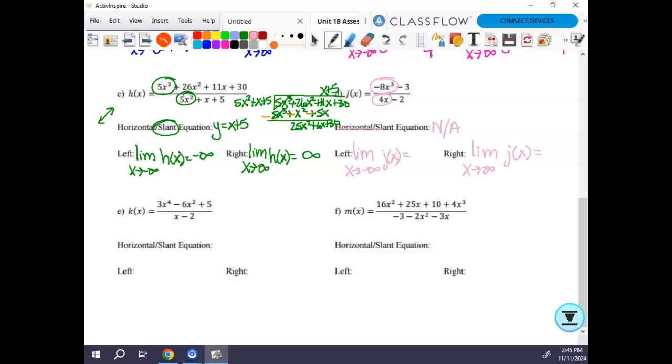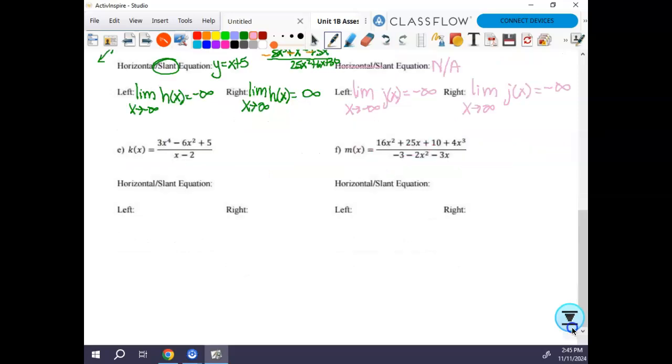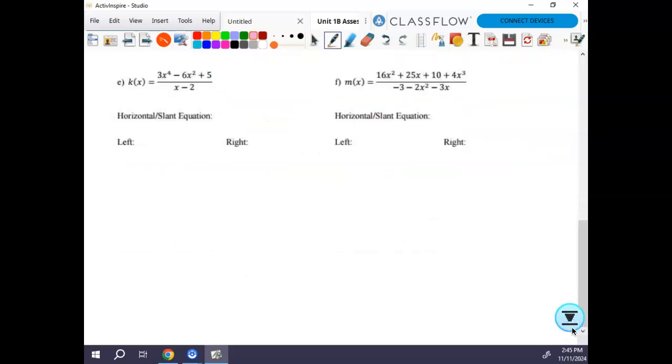but that doesn't mean I can't explain the end behavior, because if I divide these out, I get a negative 2x squared. And so I know that that's a parabola. It's negative, so it opens down. So the end behavior looks like that. So this is negative infinity and negative infinity. All right. When I look at E, leading term.